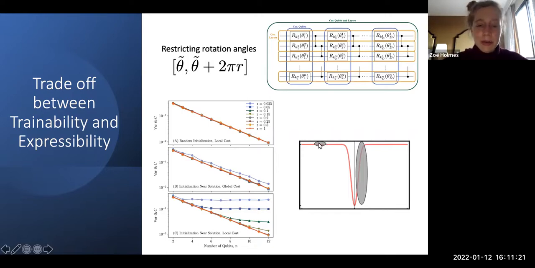plateau. But if we initialize close to the solution, restricting the rotation angles has a dramatic effect, particularly for local costs, on the observed cost gradients, because you're essentially just exploring the region around the minima where cost gradients are expected to be larger.